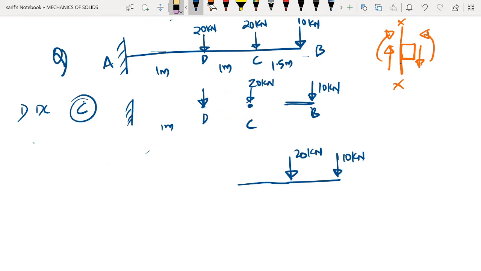Now the next region we have to consider is the region AD. So again, what we have to do is consider section XX in the region AD. However, this time, let us see what will happen if we choose the origin. The preferable choice of origin is the point D.